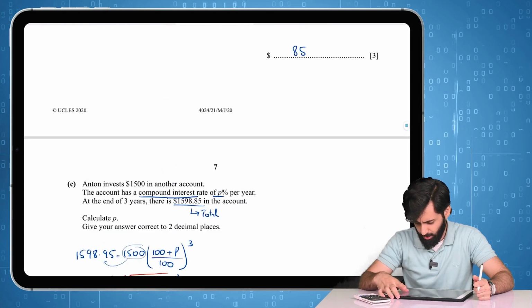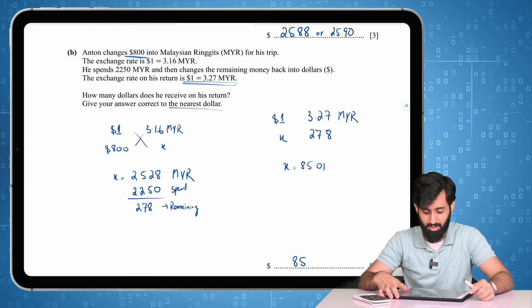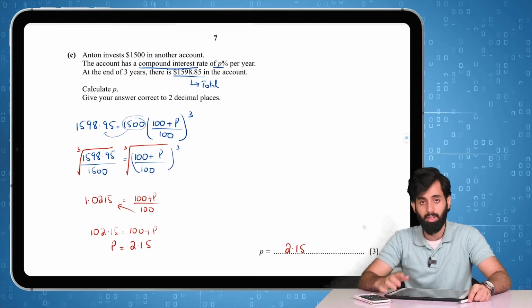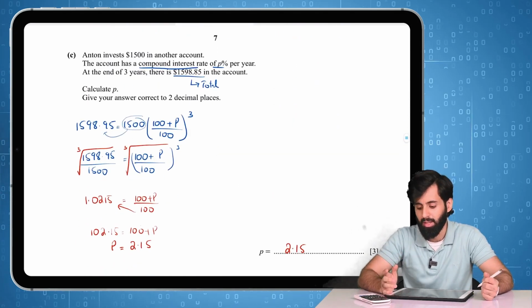And this question is worth how many marks? 3 plus 3 is 6, 6 plus 3 is 9. So 9 marks. So again, cannot emphasize enough how important everyday math is for paper 2.